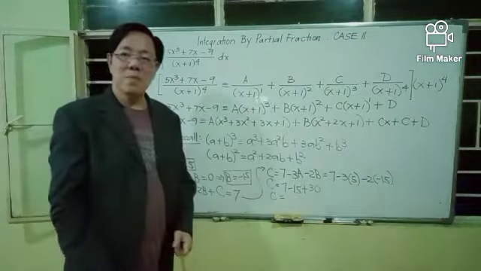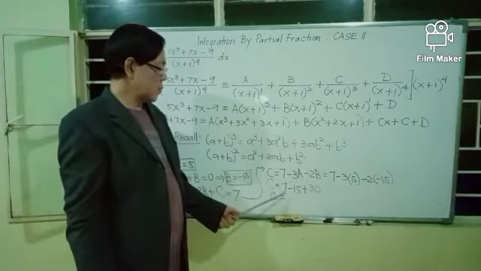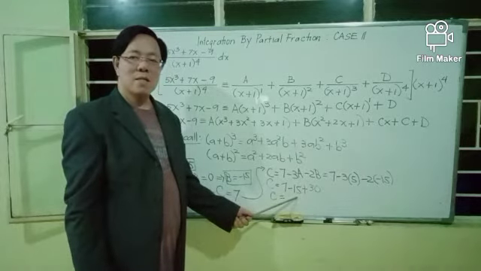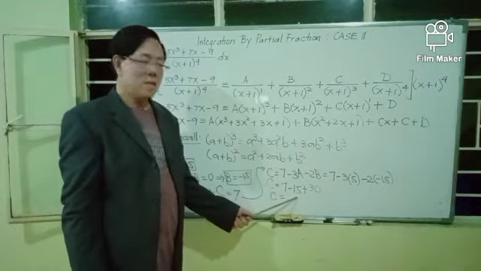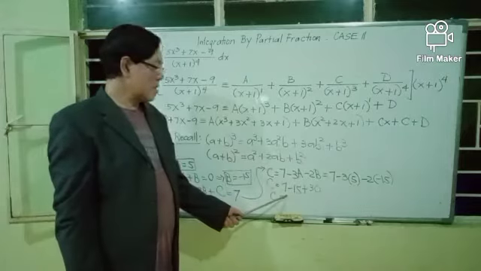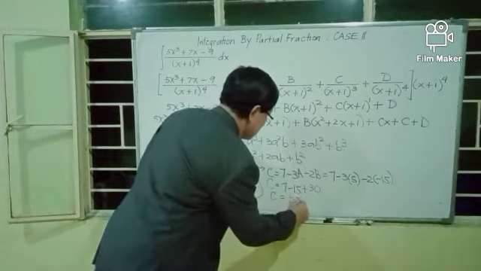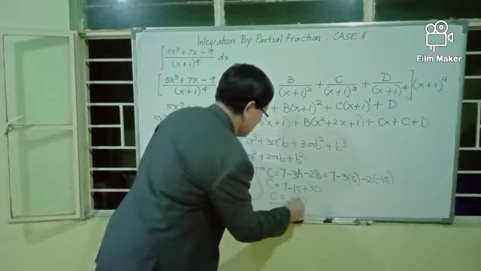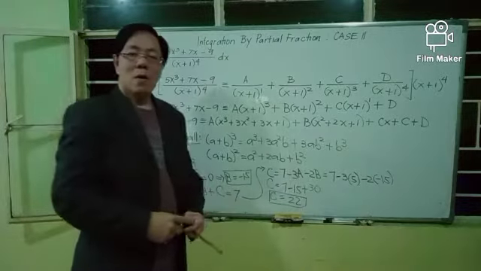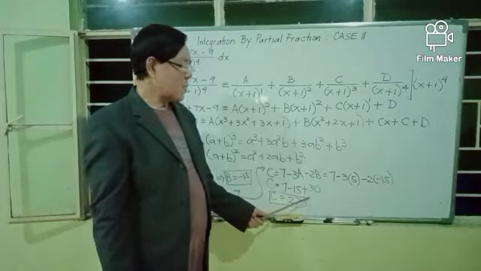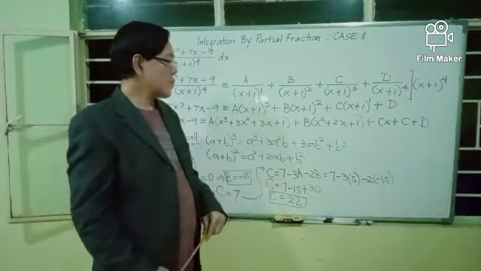And the value of c is 22. We have 30 minus 15 is 15, plus 7 is 22. Or 7 minus 15 is minus 8, and minus 8 plus 30 is 22.